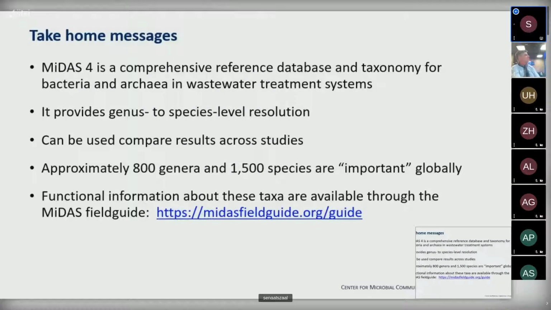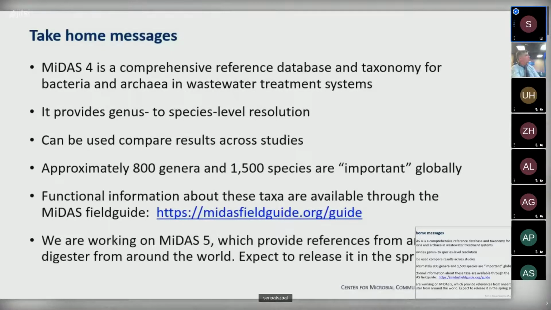And then I'd like to say that we're also working on MiDAS 5, which incorporates reference sequences from anaerobic digesters from around the world, and we expect to release it sometime in the spring of 2022.